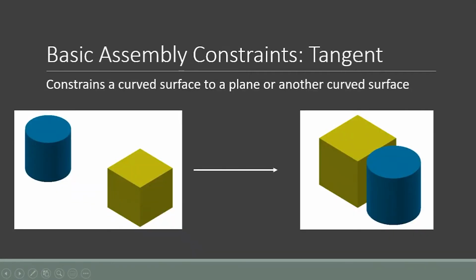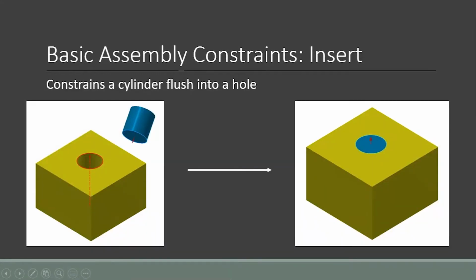The tangent constraint constrains a curved surface to a plane or another curved surface. The cylinder and square here are separated. With a tangent constraint, they are now joined. The insert constraint constrains a cylinder flush into a hole. The block and cylinder are separated. To have the cylinder insert into this hole, we can place an insert constraint. And now the cylinder fits perfectly inside the hole.